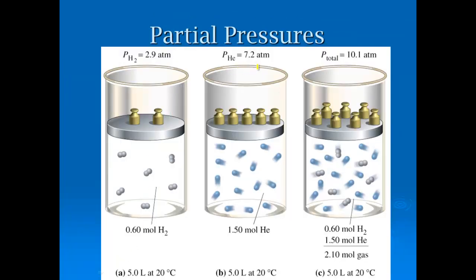And this is just a schematic, another visual that shows that your pressure total here is 10.1. You can get that by adding them together. Also that the moles are cumulative as well. So there's a couple of different ways that you can do some of these calculations.